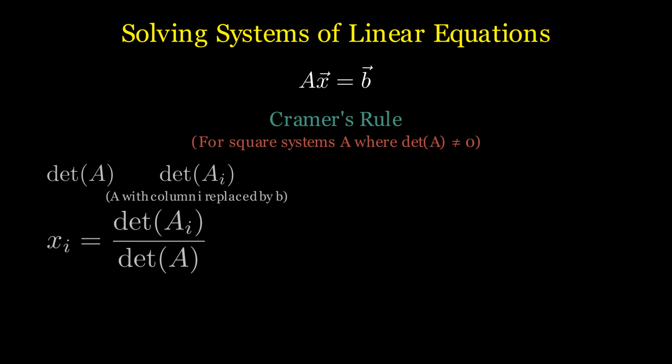Cramer's rule provides an explicit formula for the solution using determinants. It only works for square systems where the determinant of A is non-zero. To find the variable x_i, you calculate the determinant of a modified matrix A_i, where the ith column is replaced by the vector B, and divide by the determinant of the original matrix A. While elegant, it's often computationally expensive for large systems.